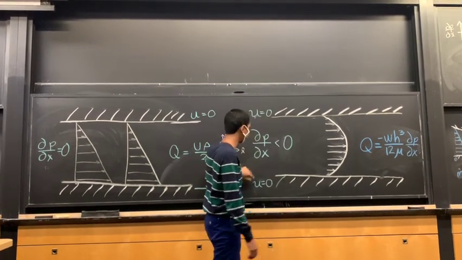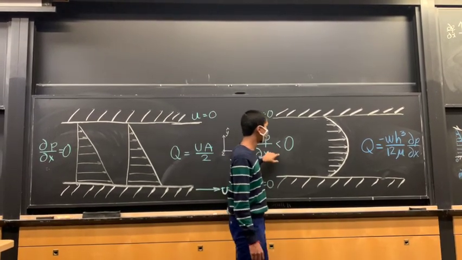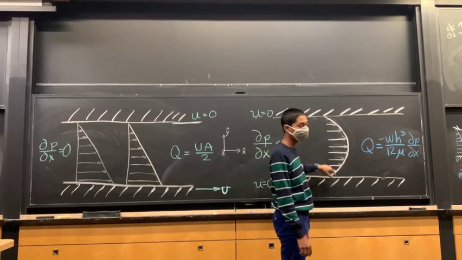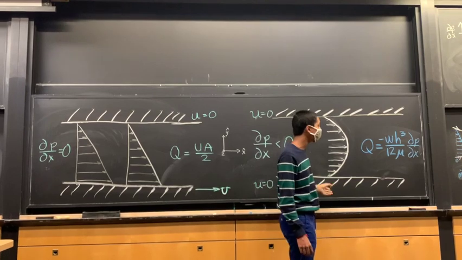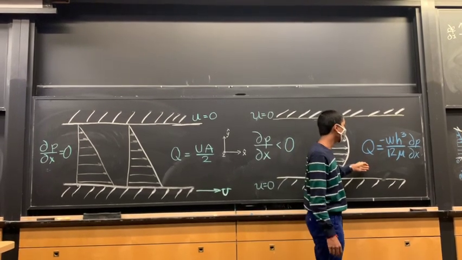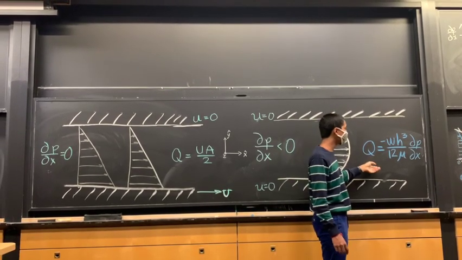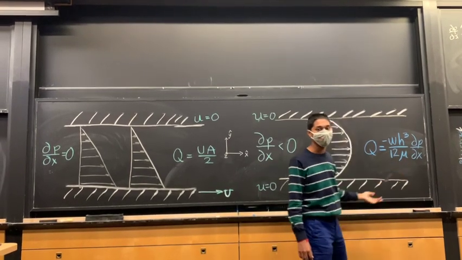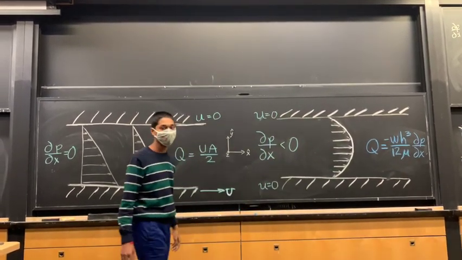The second example of flow we'll be considering is where there is a pressure gradient and the velocity is 0 at the top and the bottom. Because this pressure gradient is negative, the flow will be going to the right, and it has a parabolic velocity profile maximized at the center. This also has a volumetric flow rate, and this volumetric flow rate expression is proportional to W H cubed, and it's also proportional to the magnitude of the pressure gradient.